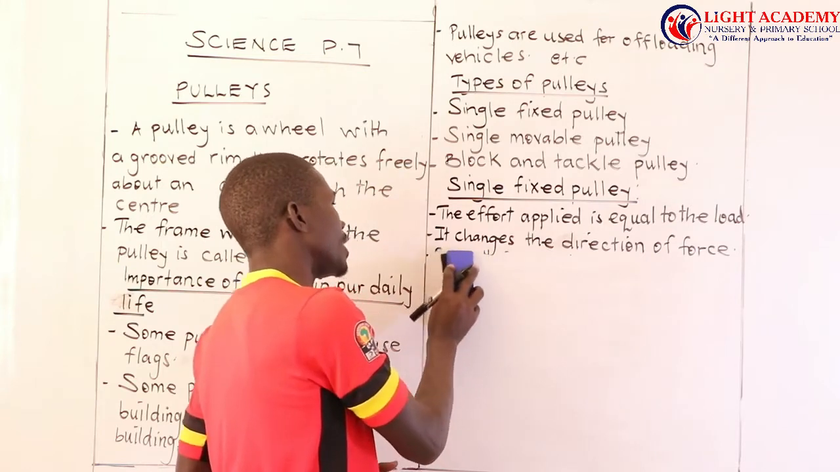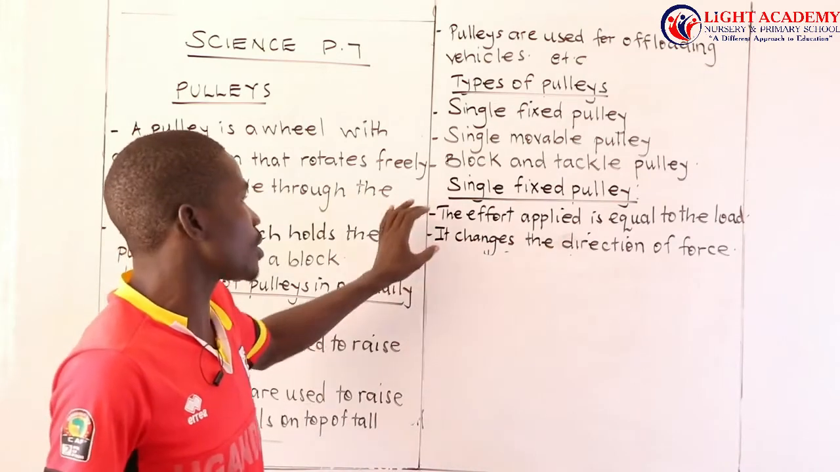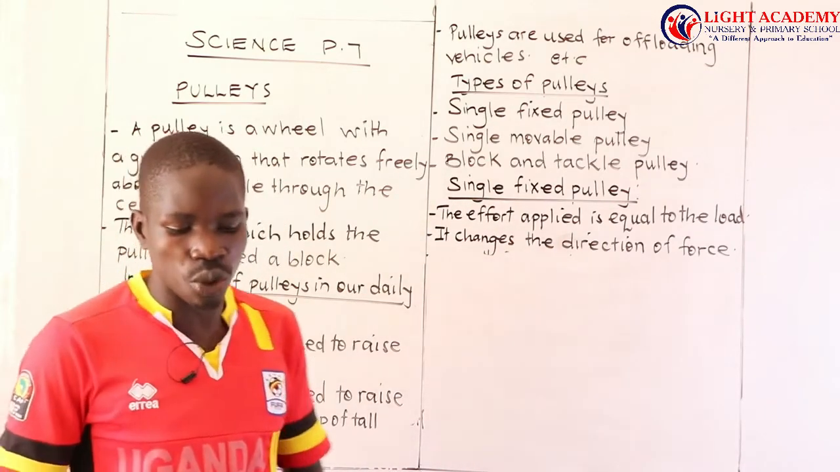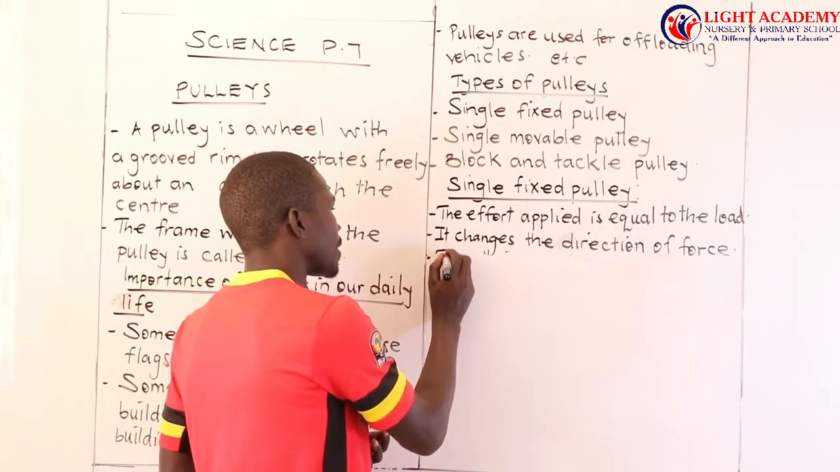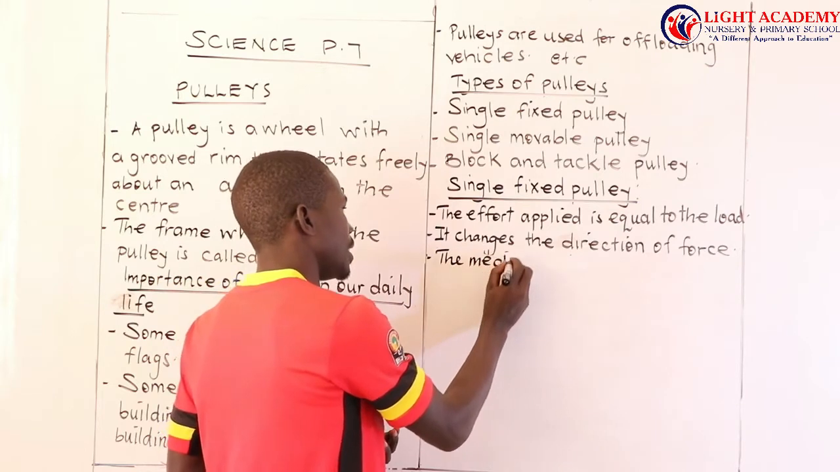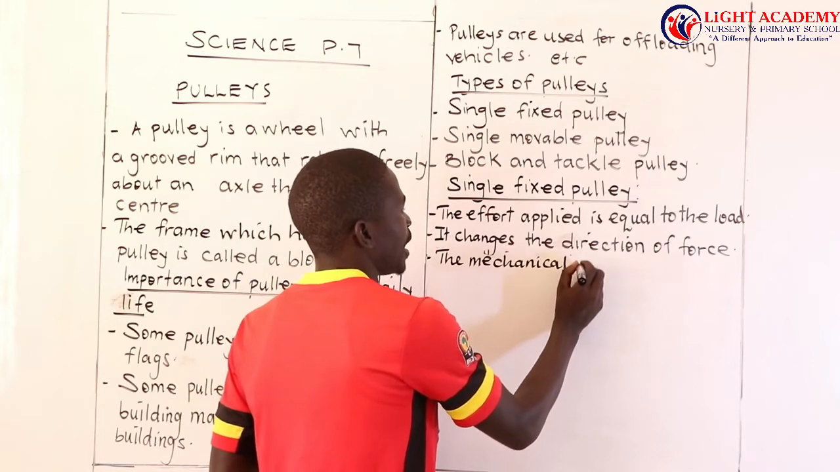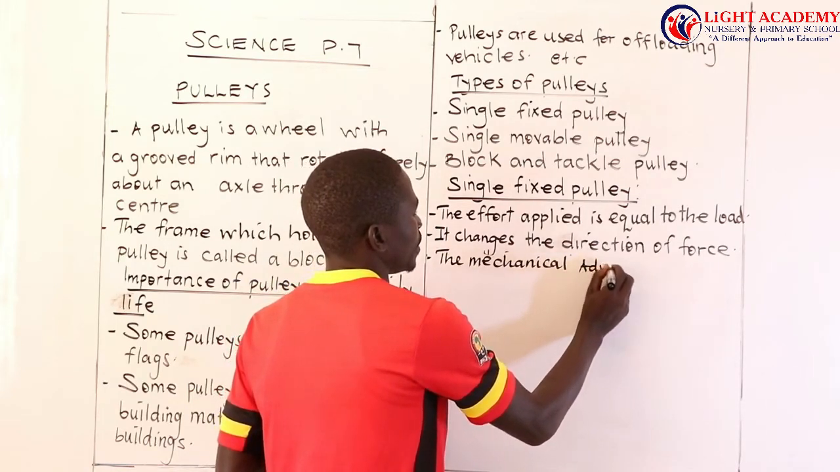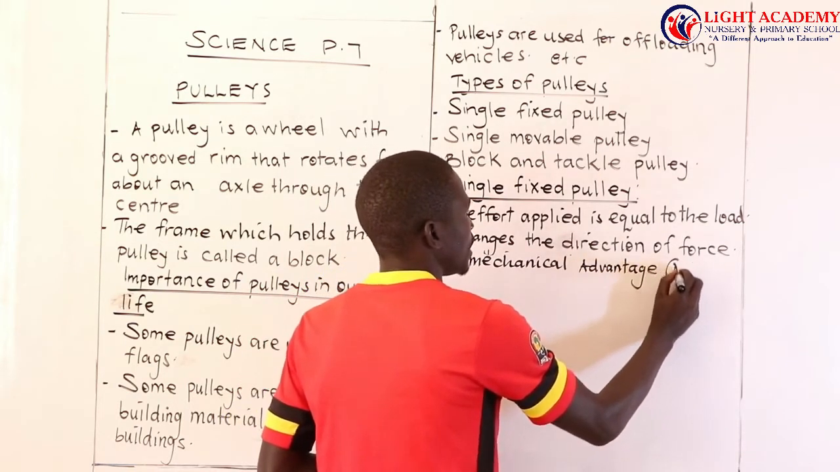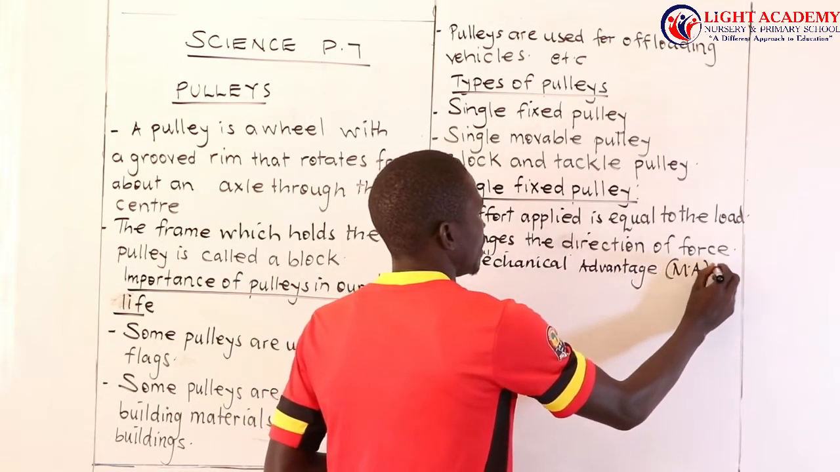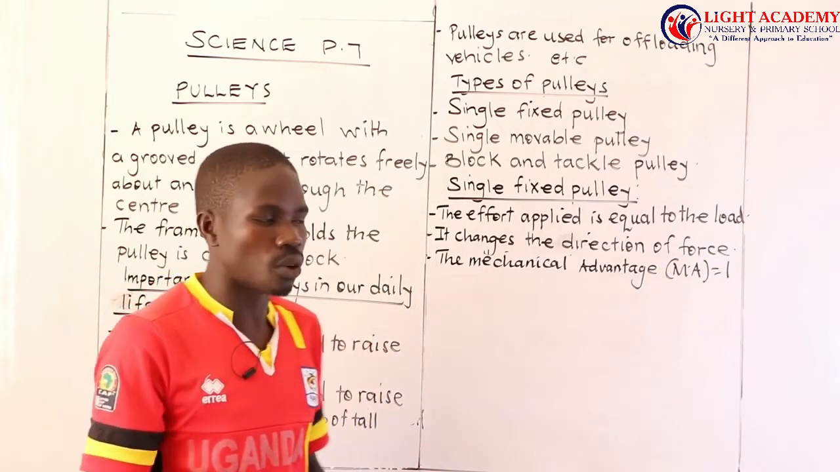But whenever you are operating the single fixed pulley, we just know that the effort applied is equal to the load. That's what gives us the mechanical advantage. The mechanical advantage, in bracket MA, is equal to 1.